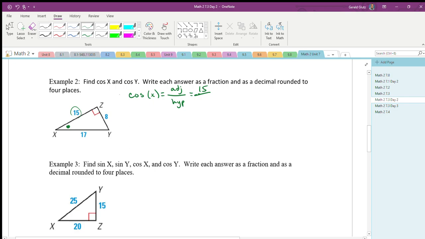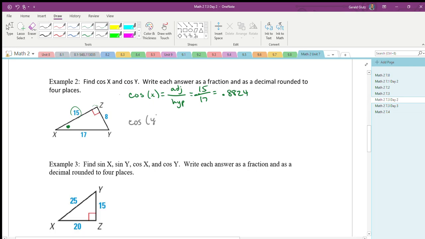So 15 divided by the hypotenuse. So the hypotenuse is the opposite side of the 90-degree angle. So the hypotenuse would be 17. So 15 divided by 17 would be 0.8824.